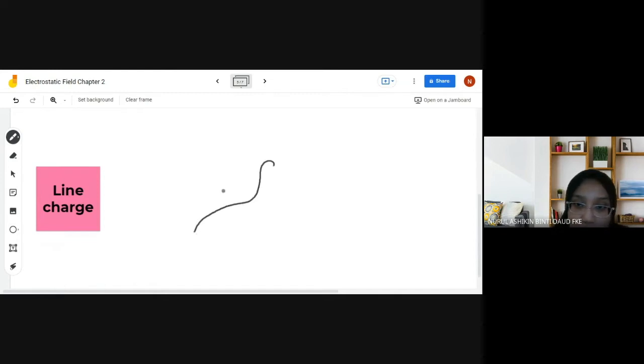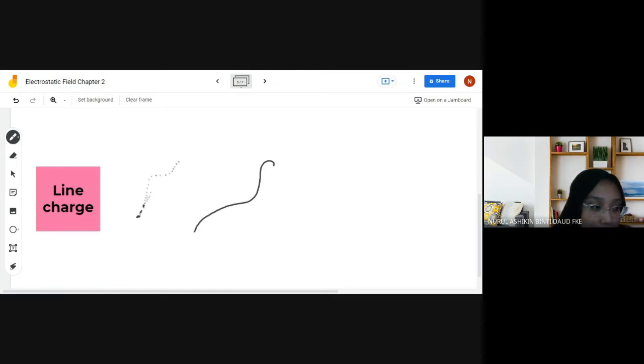Let's say that we have a line here. This line is actually made of a combination of many point charges. So a combination of point charges will make a line. There's going to be a point here, point here, point here, point here. So lots of point charges will make a line. That's why we have to know what a point charge is first before we know what a line charge is.